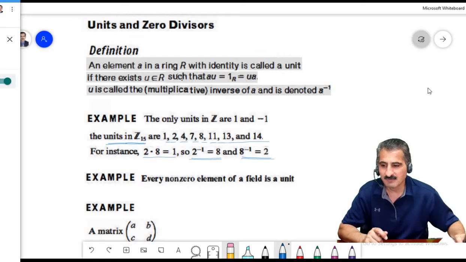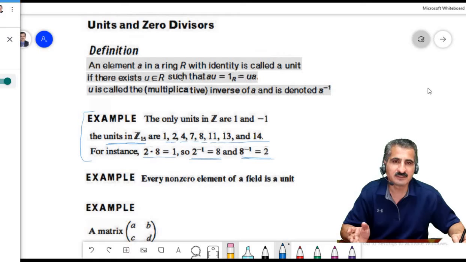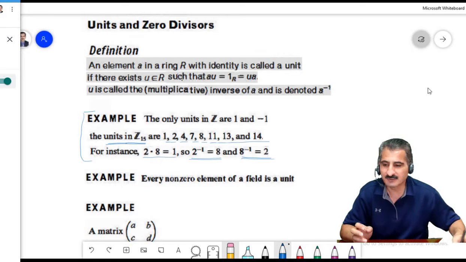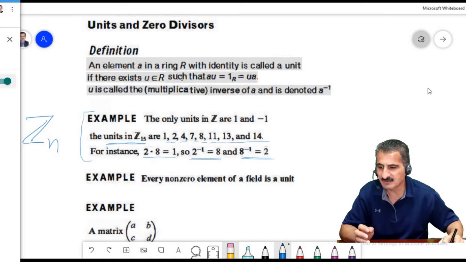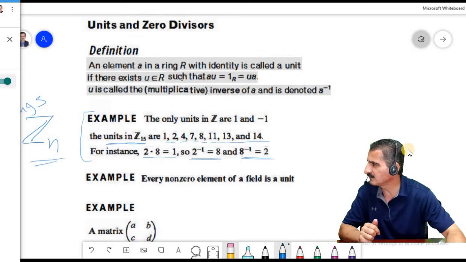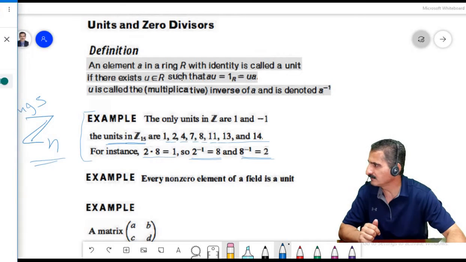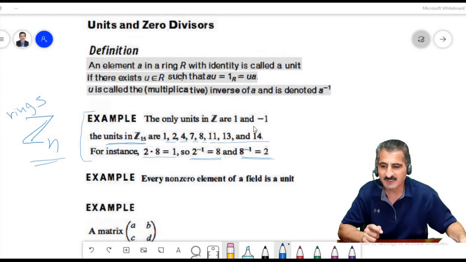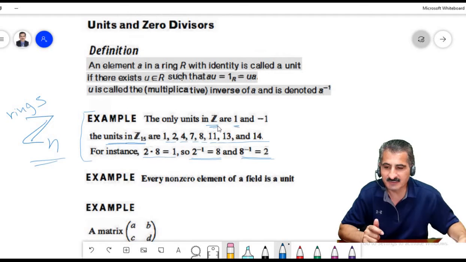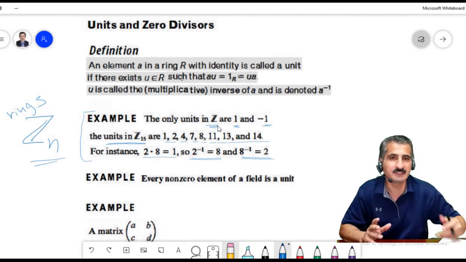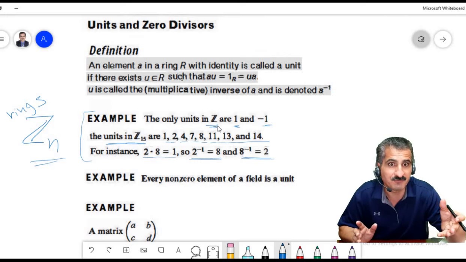Okay, but we have seen this for specific rings that are of this form Zn, but we did not call them rings at that time, because till that time we did not define what rings mean. Okay, the units in Z are 1 and -1, because they are the only elements in Z that have a multiplicative inverse.